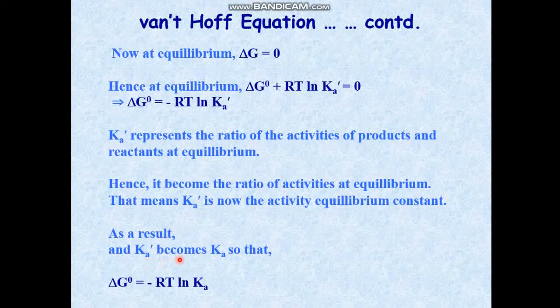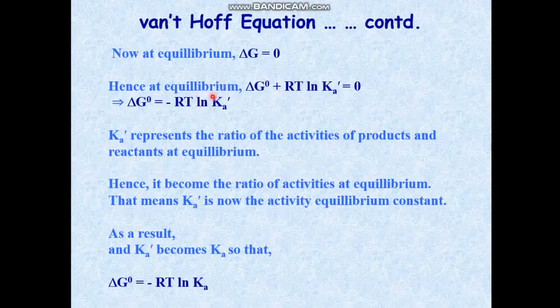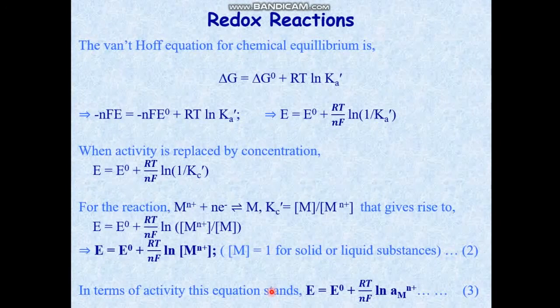As a result, K dash becomes Ka. So this K dash can now be written as Ka. Okay, previously it was Ka dash, but since the reaction is at the condition of equilibrium, you can write K dash as Ka. So the final expression of delta G0 is minus RT ln Ka. Now the chemical equilibrium, Van 't Hoff equation for chemical equilibrium. This is the Van 't Hoff equation or the reaction isotherm.